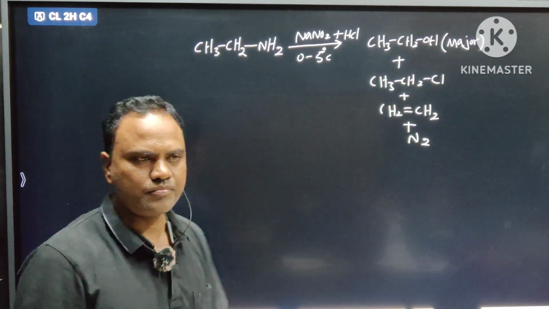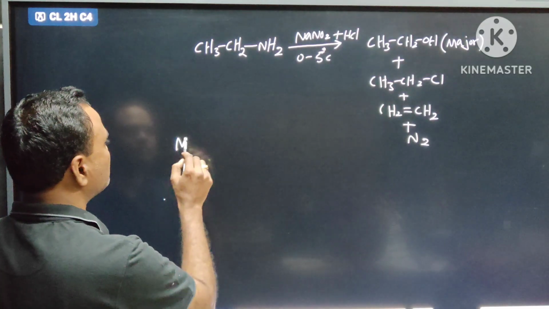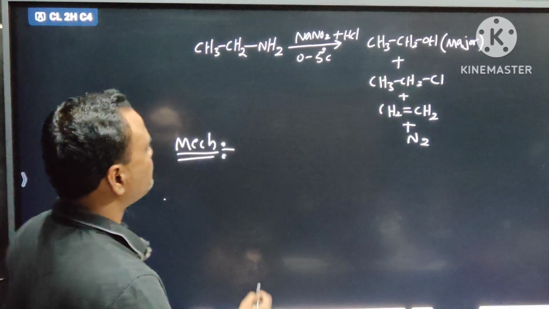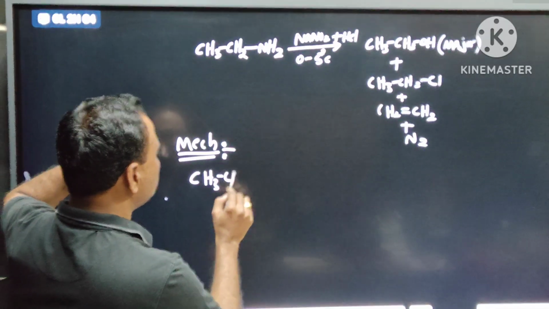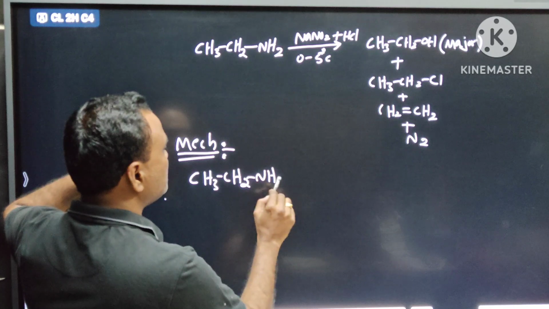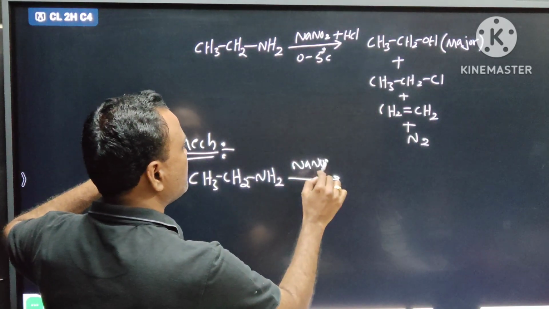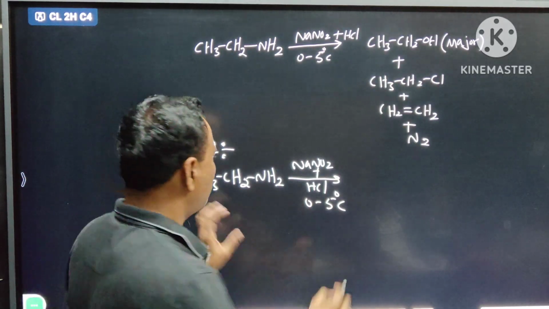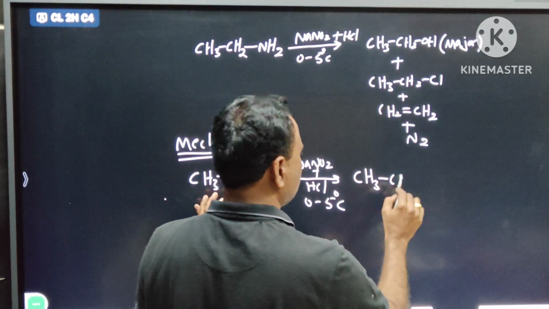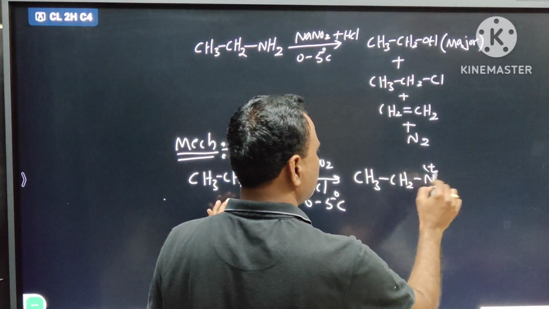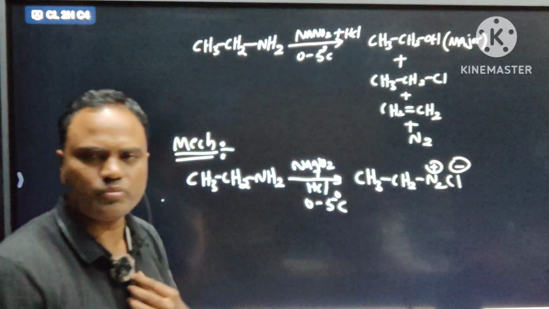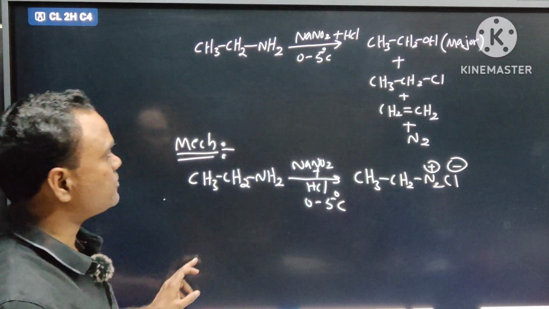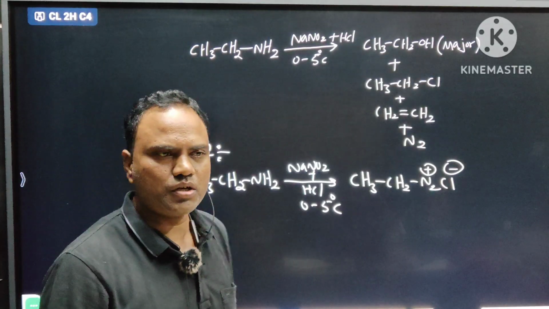Let us see the mechanism. CH3CH2NH2 with NaNO2 plus HCl at 0 to 5 degrees centigrade. Temperature conditions are important. So first we will get an unstable diazonium salt, RN2+ Cl-. This is unstable. So immediately what happens? It decomposes, it undergoes decomposition.